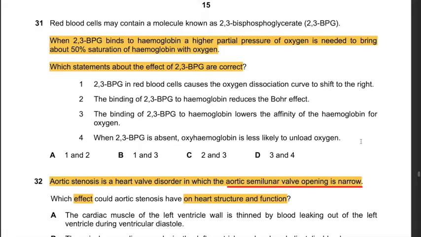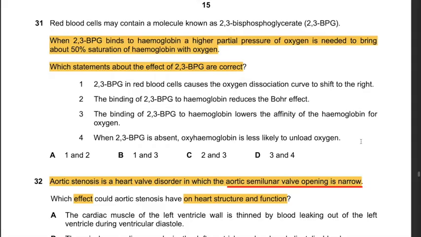Why is statement 4 incorrect? When 2,3-BPG is absent, oxyhemoglobin is less likely to unload oxygen. That is incorrect because molecules that do not have 2,3-BPG are able to unload oxygen due to the presence of other factors, such as an increase in carbon dioxide concentrations in actively respiring muscles. Therefore, 2,3-BPG is not a main factor that leads to oxygen being unloaded from hemoglobin. Therefore, 4 is not a correct effect. Effects 1 and 3 are obviously correct.